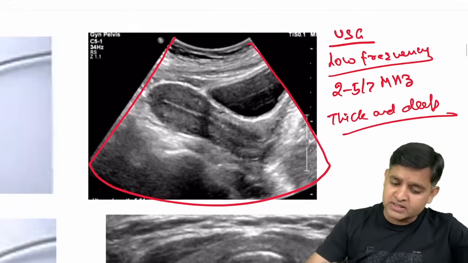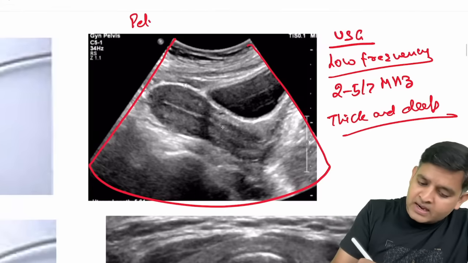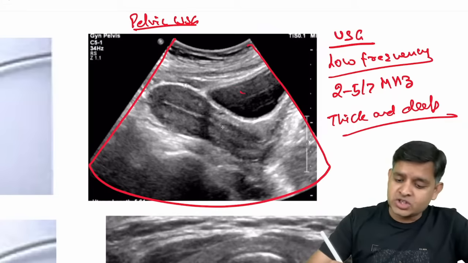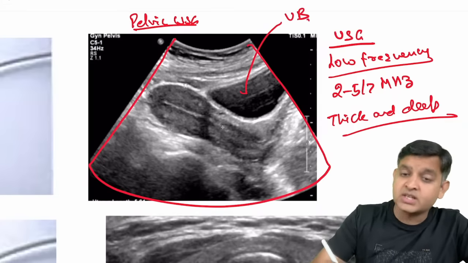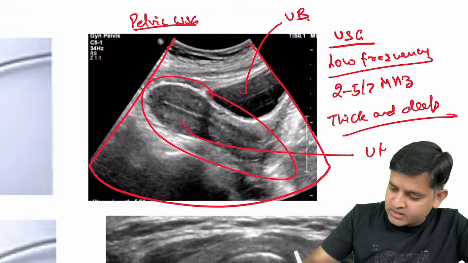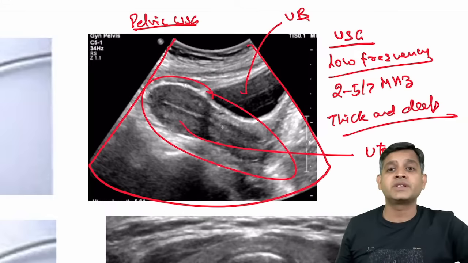Okay, what is this? This is a pelvic ultrasound. And this black structure that you can see is the urinary bladder. And this structure that you could see is what? This is uterus.